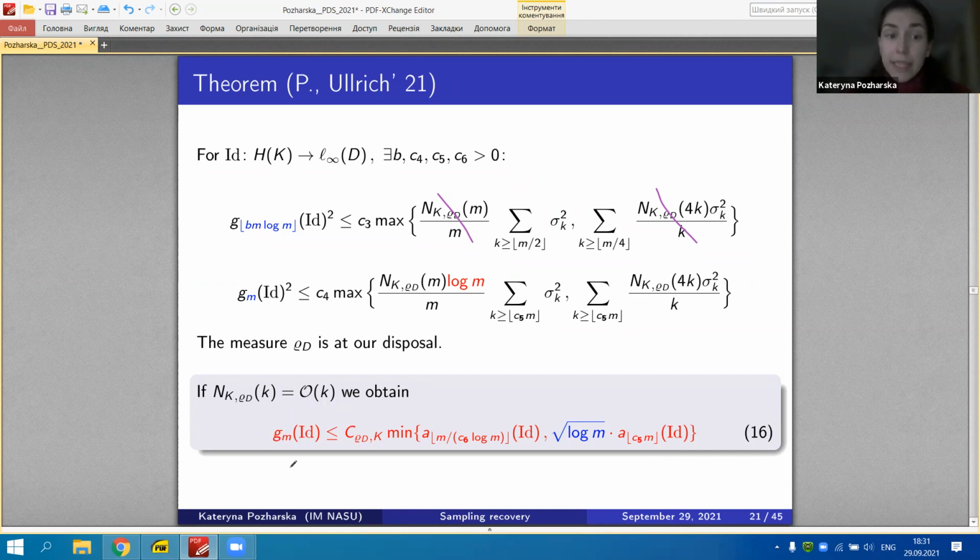So we have the identity operator from H of K to L infinity, and here the same. For this L infinity problem, random points are almost as good as linear information. So we have a gap at most square root of logarithm of m, and it doesn't depend on the dimension d. It doesn't grow with dimension. It's just the square root of logarithm. And so this gap is small enough.